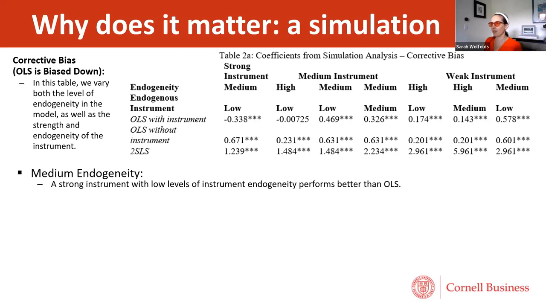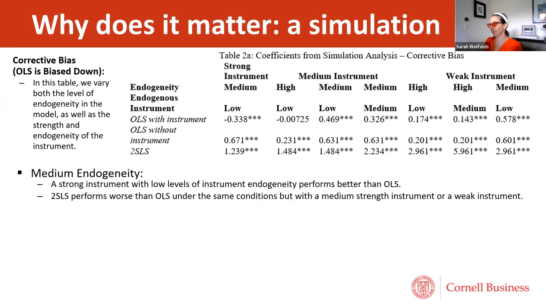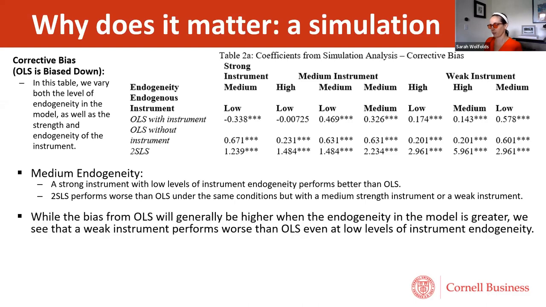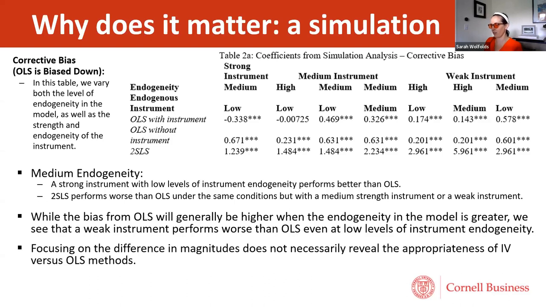I'll just discuss some of the key results here. With medium endogeneity, you see that a strong instrument with low levels of instrument endogeneity performs better than OLS, right? So basically, if you have a strong instrument, you can tolerate some amount of endogeneity in your instrument and still perform relatively better than OLS. But if you have a medium strength or weak instrument, then again, you will have two stage least squares potentially performing worse. So I think the key takeaway here is that a weak instrument will perform worse than OLS even at low levels of instrument endogeneity. So again, if you have a weak instrument, you can essentially tolerate almost no amount of instrument endogeneity.